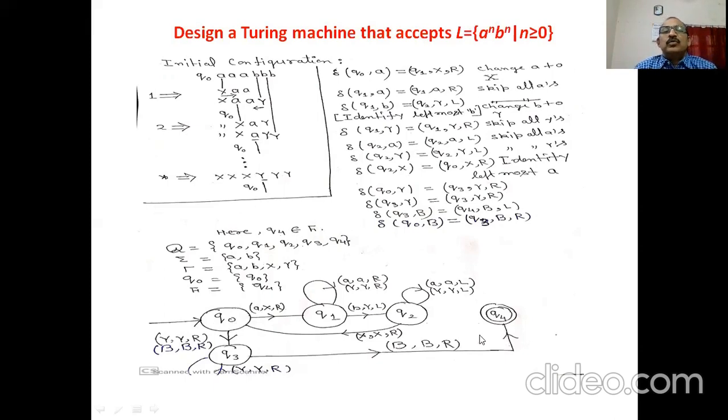Okay, so this is a technique to design a Turing machine for the language a^n b^n, and you know that the language a^n b^n is a context-free language. There are several ways you can design a Turing machine for a given language. These two are not the unique techniques. There are several ways you can do the designing part of the Turing machines.